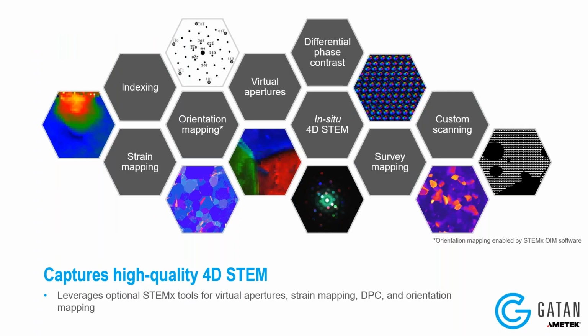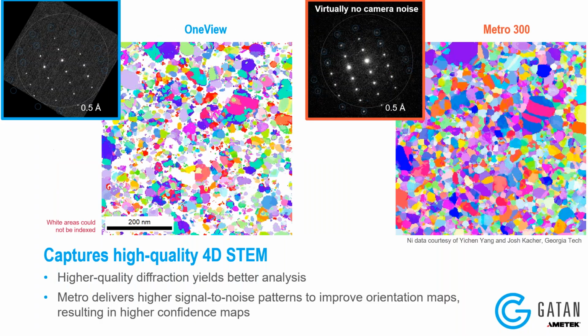And we can use tools in DigitalMicrograph to do a variety of different processing and analysis techniques, including most recently, we've added a new STEMX OIM package to our software offerings. And so now this enables orientation mapping, which I'll show here on the next slide.